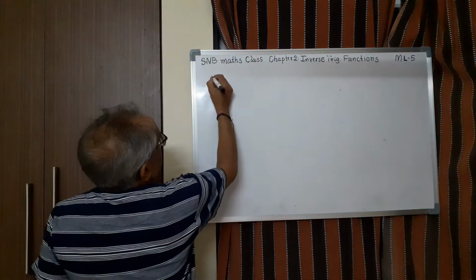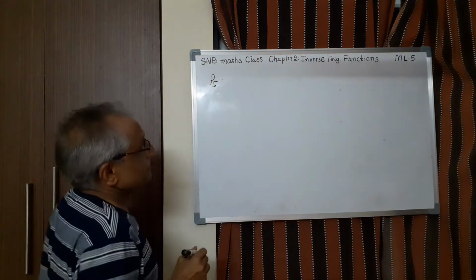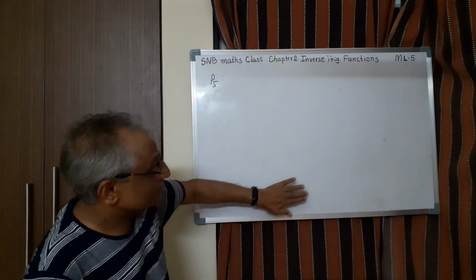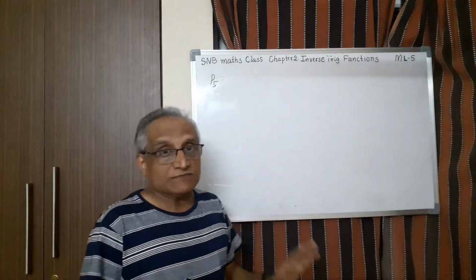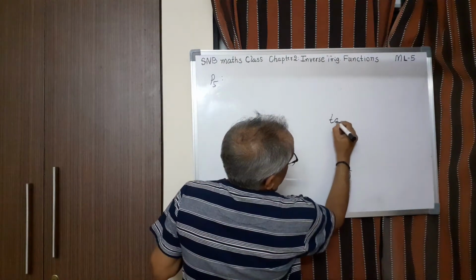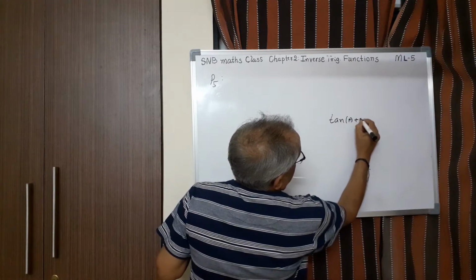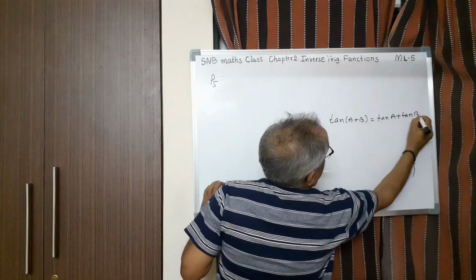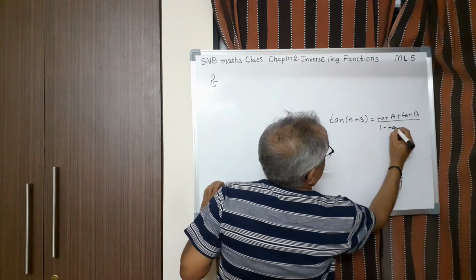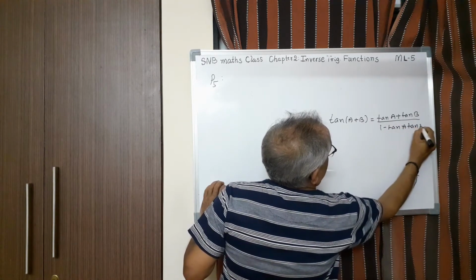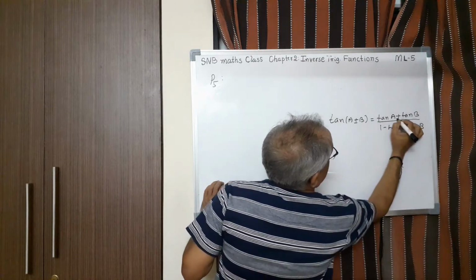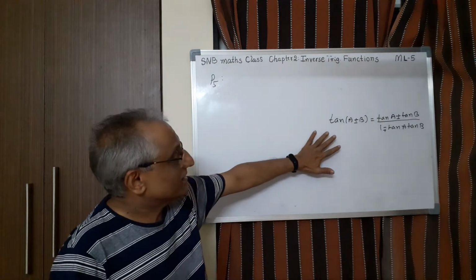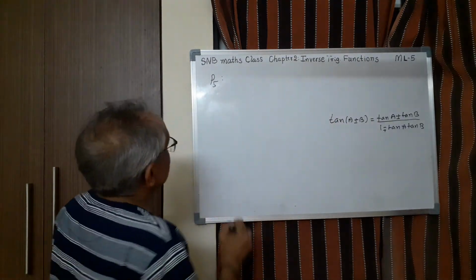So the next one is P5. So this is connecting tan inverse x and tan inverse y. But before that, let me just recall what related properties we have studied in the first PUC. Say we have this formula, tan of A plus B equal to tan A plus tan B divided by 1 minus tan A tan B. And if here it is minus, here it is minus, here it is plus. So identical formula. Same type of relation is there in case of inverse. So the relation is this.